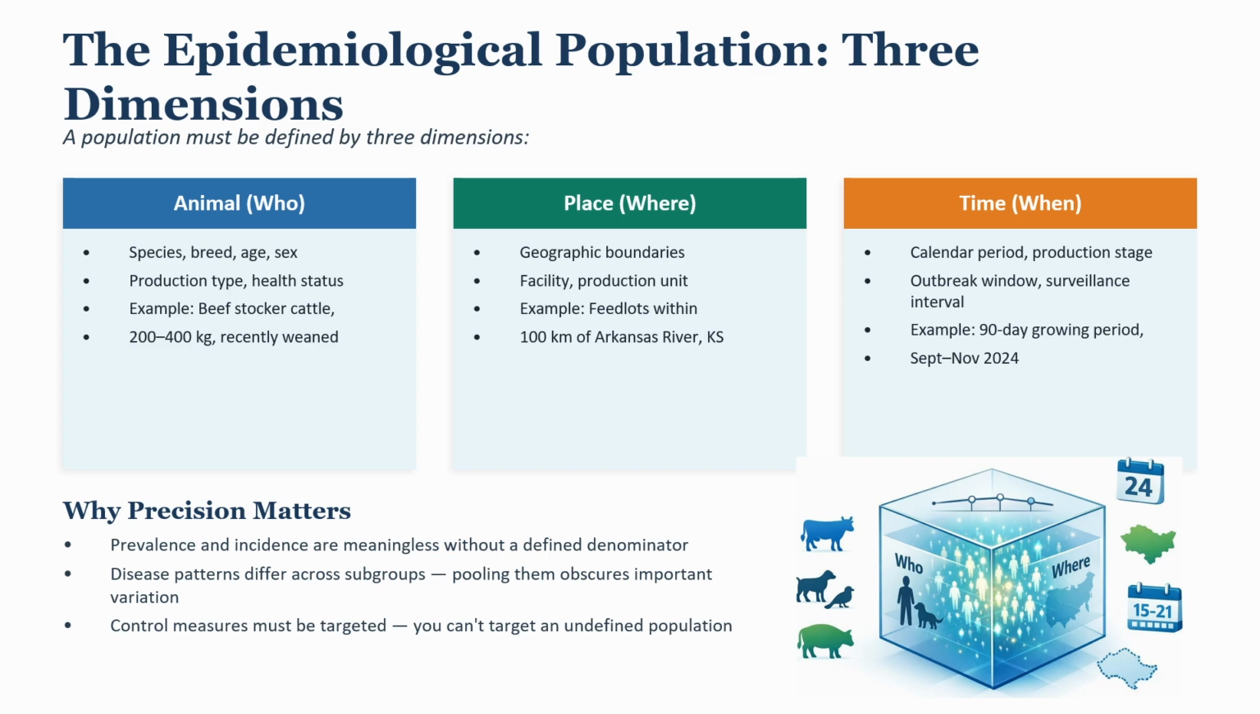Time. When is the population being studied? This is particularly important for disease with seasonal patterns, for outbreak investigations with a defined time window, and for longitudinal studies where population composition changes over time. Cattle in this feedlot means very different things in September than in March. The animals may be entirely different.